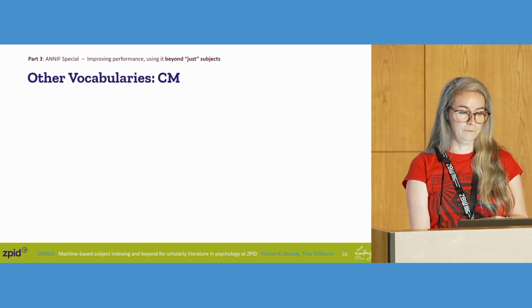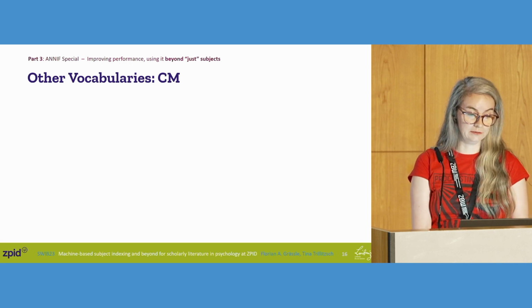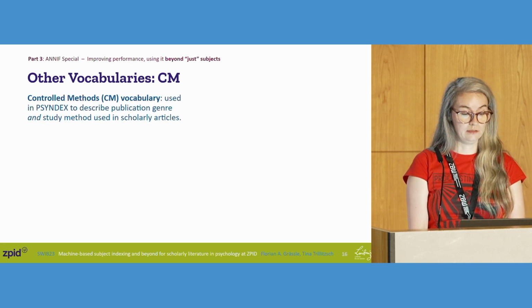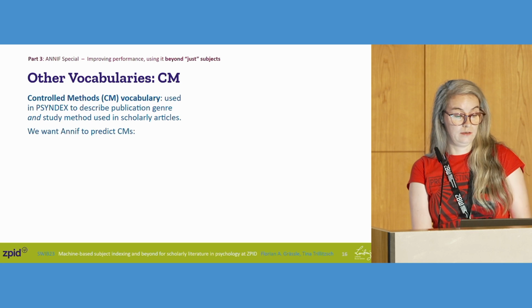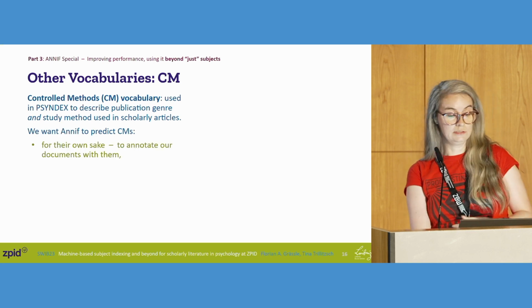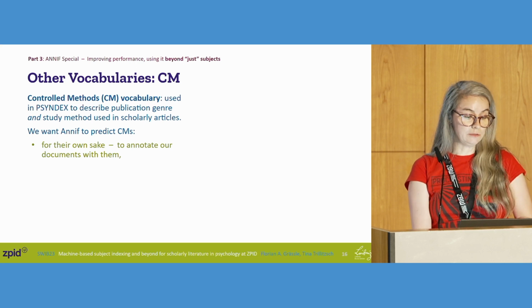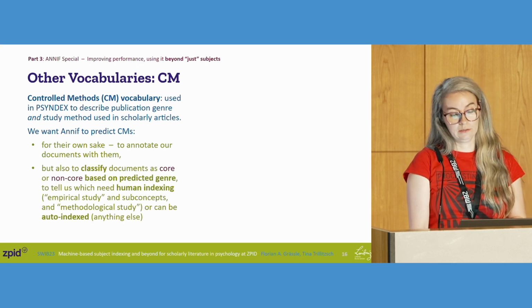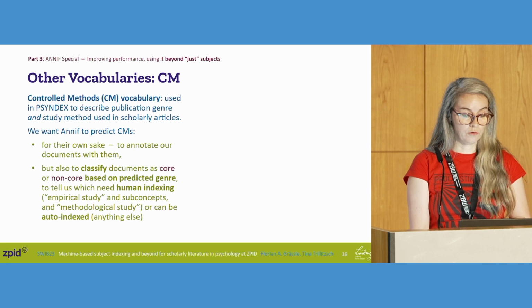There's also the other vocabularies that we're trying to train, especially the controlled terms. We want, of course, to predict the controlled terms for our own sake, to annotate the documents with them, but also we want to use it to classify our documents as core and non-core for human or auto-indexing decision.